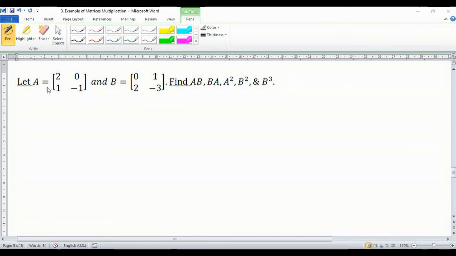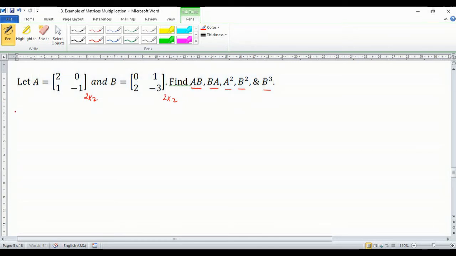Let A be a matrix with entries 2, 0, 1, minus 1, with dimension 2 by 2, and then matrix B with entries 0, 1, 2, minus 3, with dimension 2 by 2. You need to find AB, BA, A square, B square, and B power 3.